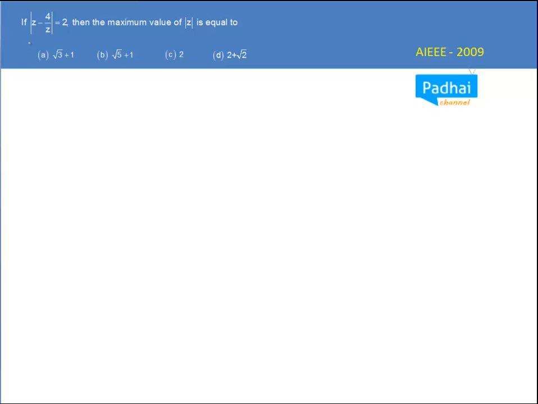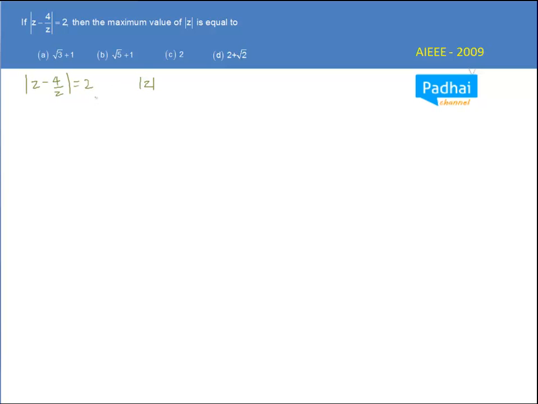Okay, now let us take the complex problem of AIEEE 2009, and I suppose this is one of the best questions of the paper according to the difficulty level as well as the mathematics level. Let us see what it says: mod of z minus 4 by z is equal to 2. Then you have to find the maximum value of mod z.